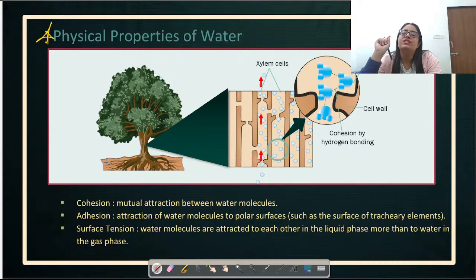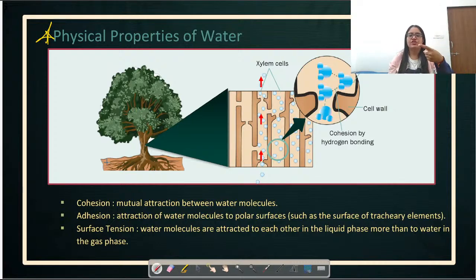Now, the third physical property of water is surface tension. It is said, students, that one water molecule attracts another water molecule more when they are in the liquid phase in comparison to the gaseous phase. That means one water molecule will pull another water molecule with higher attraction when they are in the liquid phase instead of the gaseous phase.